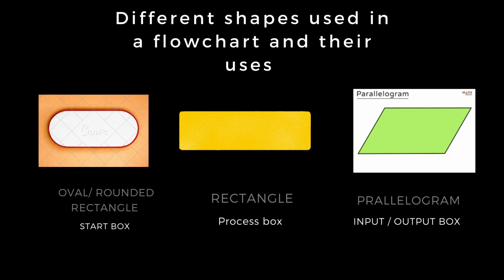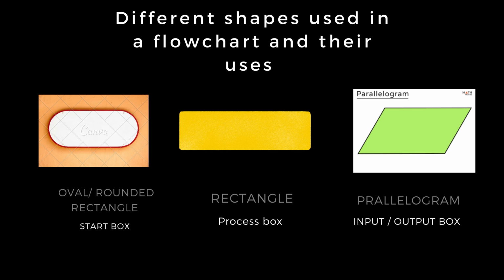What are the uses of this shape? Process box. This process box is used to show the process or action, what we are doing, what we are beginning with the process. So this rectangular shape is known as the process box. And the parallelogram, in a flowchart, represents the input and output box.